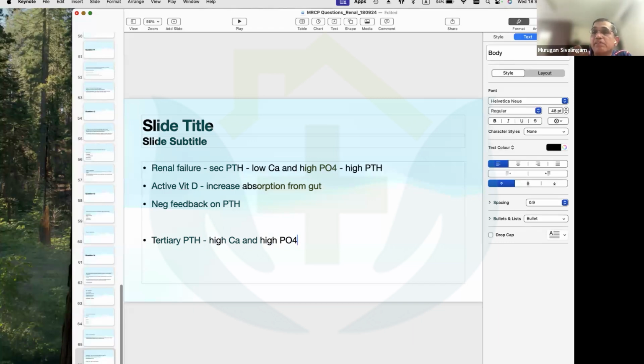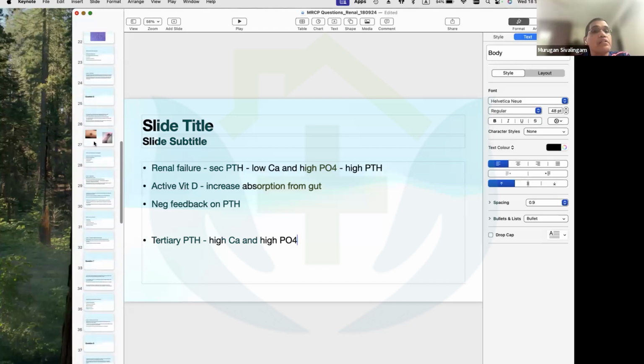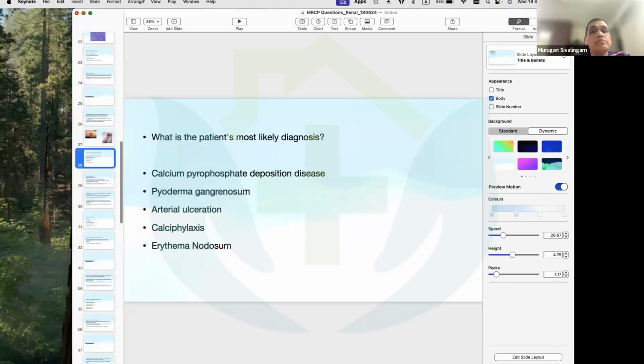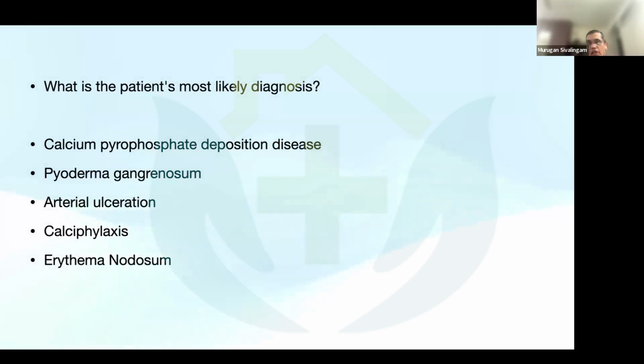So in secondary hyperparathyroidism, you have a high PTH, low calcium, and a high phosphate. In tertiary hyperparathyroidism, you have a high PTH, high calcium, and a high phosphate. So what happens in calciphylaxis is that these patients have an increased calcium phosphate product, and that goes and blocks the blood vessels. That is why they get calciphylaxis, which is also known as uremic arteriopathy. You heard about that term? Calciphylaxis, the other name is uremic arteriopathy.